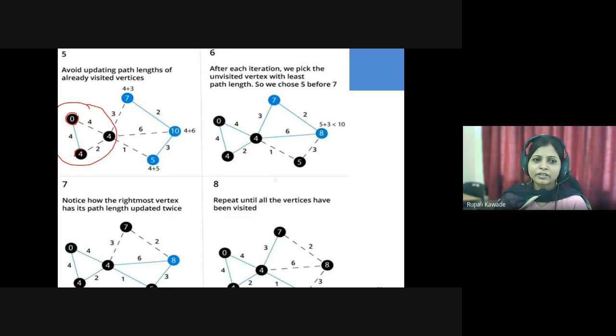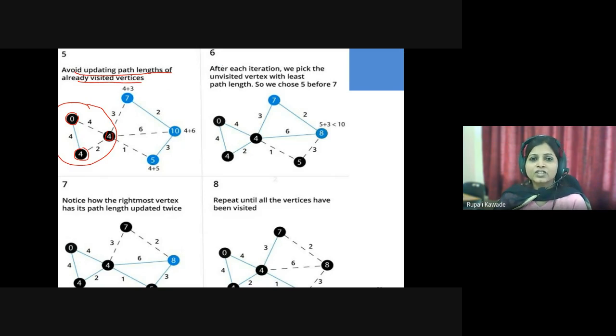For this particular node, path length is 4. Path length means it is the shortest path. So both of these nodes are 4, and that is from the 0th node. So avoid updating the path lengths of already visited vertices. All black are the already visited vertices, so there is no need to update their paths.